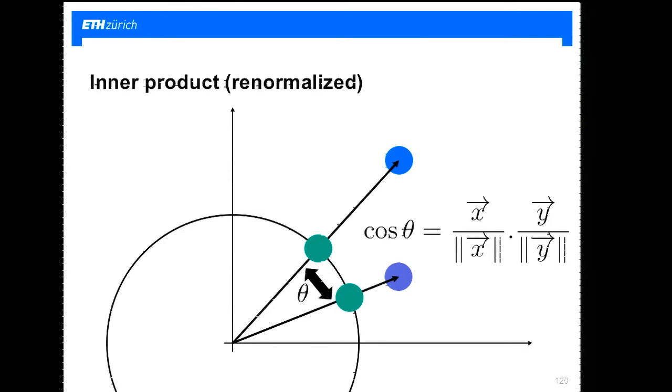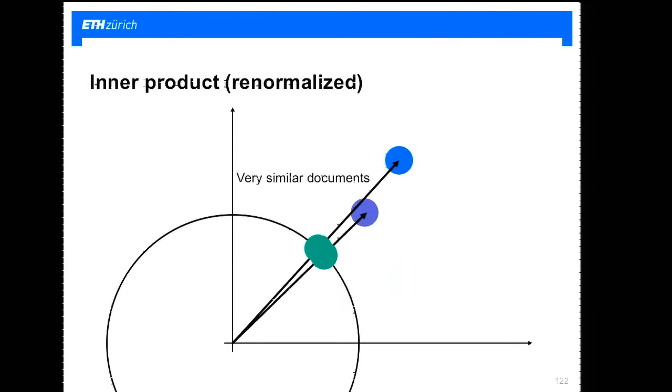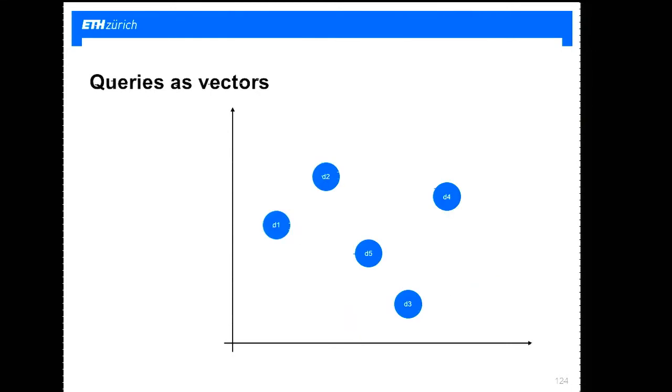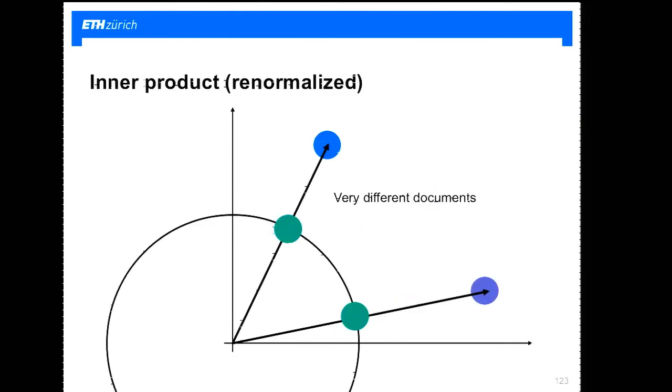And cosine of 0 means that it's the extreme, that one document is over there, the other document is there. So very similar documents have cosine close to 1. Very different documents have a much smaller cosine. But maybe you're going to tell me, what's the point of computing similarity between documents?